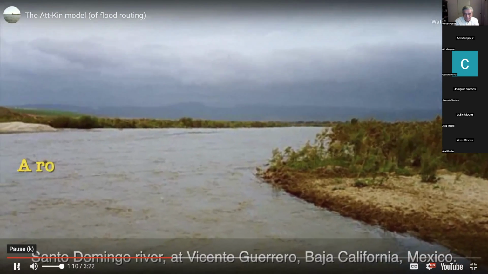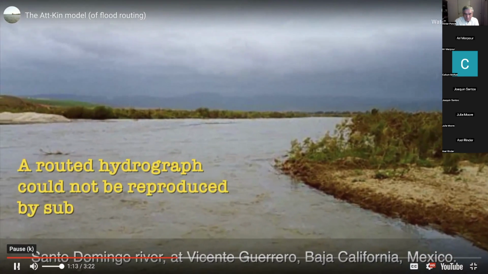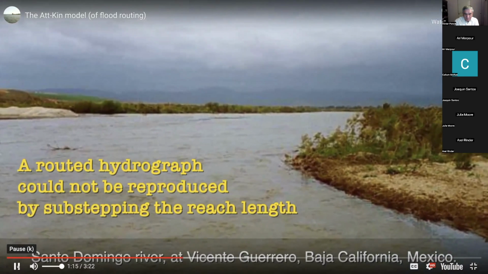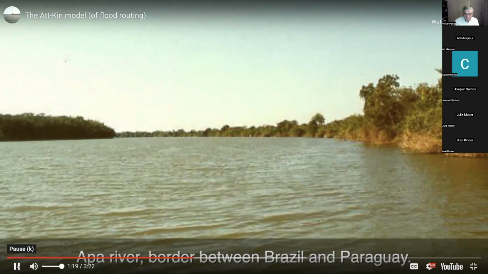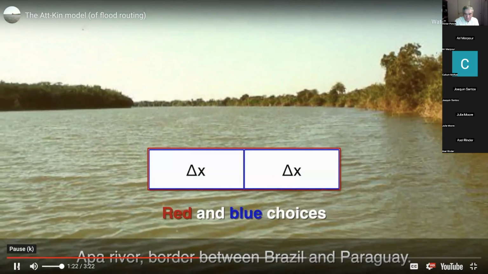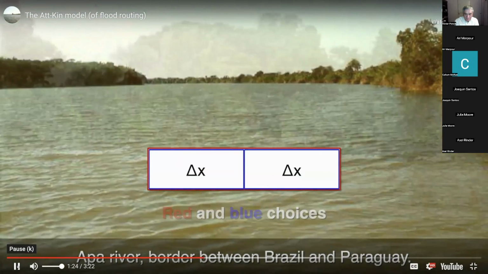That is, a routed hydrograph could not be reproduced by substepping the reach length. In other words, the convex method was grid dependent. That is, two choices for space step would invariably give two different answers.